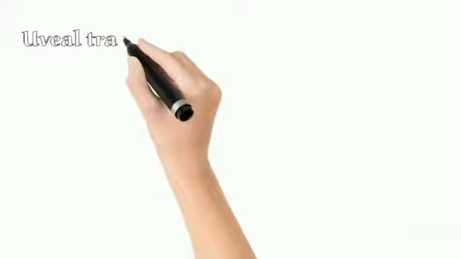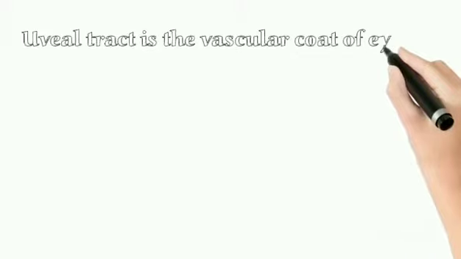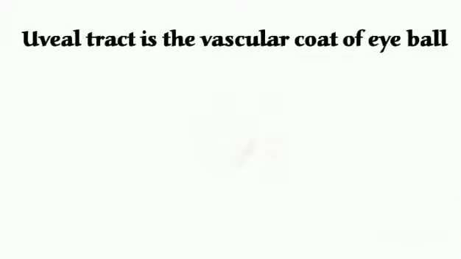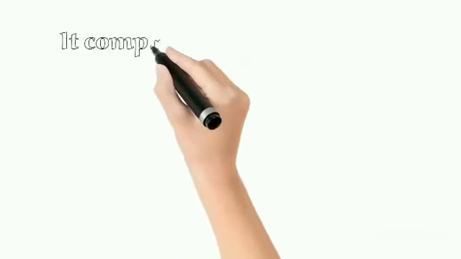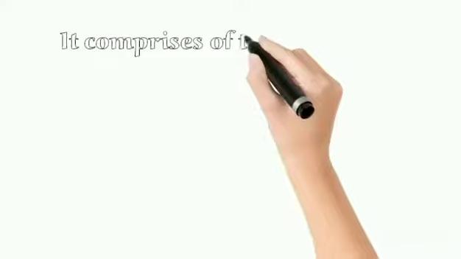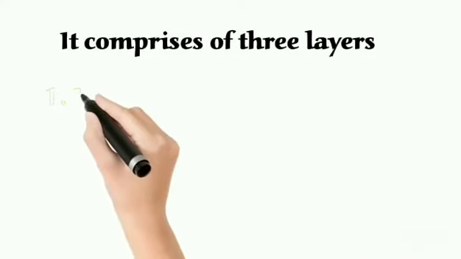Uveal tract is the middle vascular layer of the eyeball. It is surrounded externally by the fibrous coat of the eyeball and internally by the neural coat of the eyeball. It comprises 3 layers. Number 1 is the iris, then the ciliary body, and then the choroid.